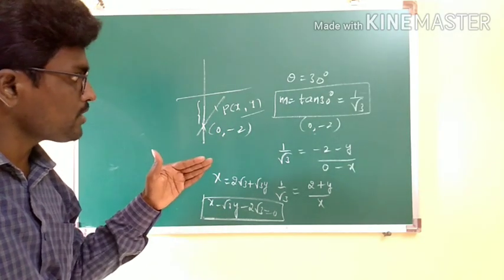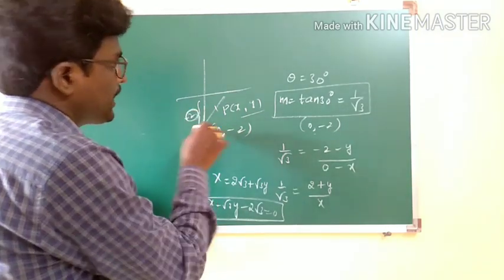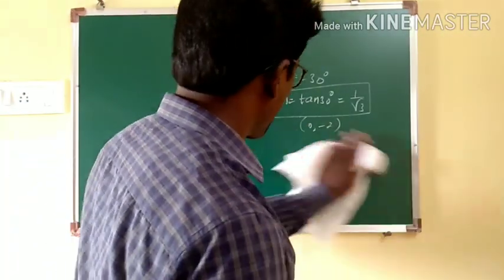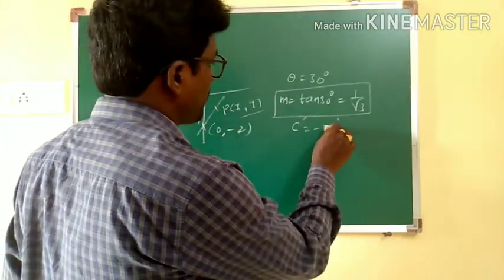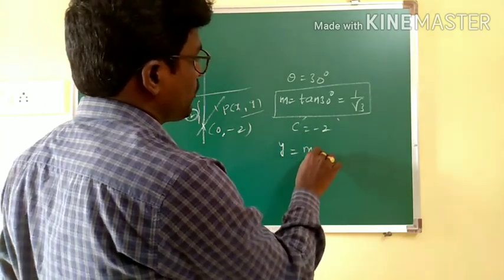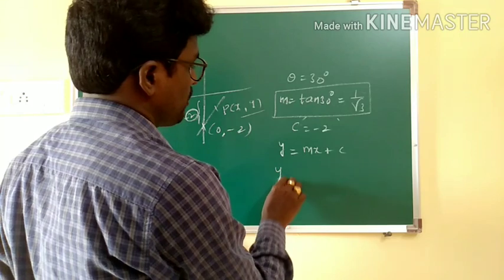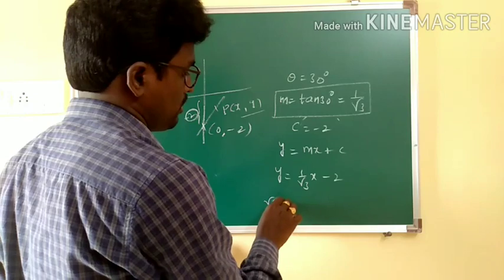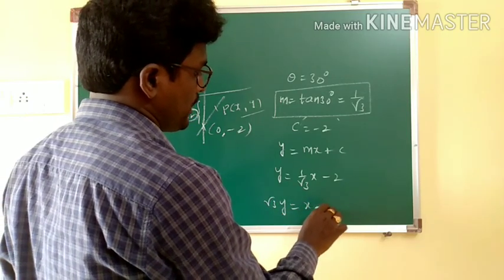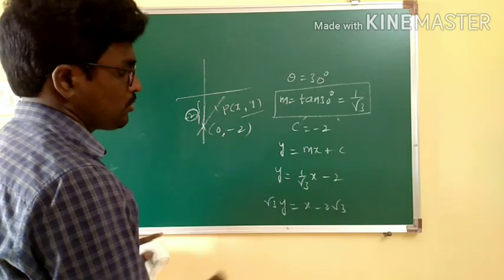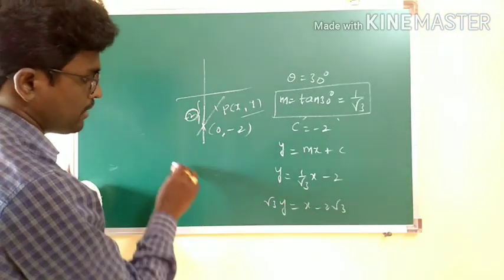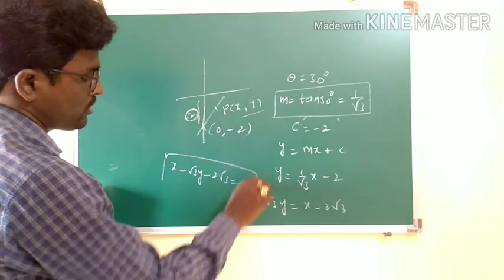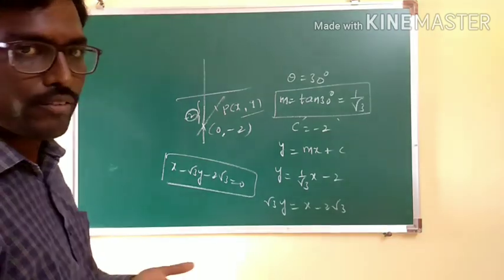Otherwise, the same line equation you can obtain by taking the y-intercept and the slope. It is an alternate method I have told you here. c is equal to -2. Therefore, y is equal to mx plus c is the line equation. y is equal to, what is m? 1 by root 3 into x, and what is c? -2. Therefore, root 3y is equal to x minus 2 root 3. If you transpose to the other side, you will get x minus root 3y minus 2 root 3 is equal to 0. In both ways we have got the same answer.